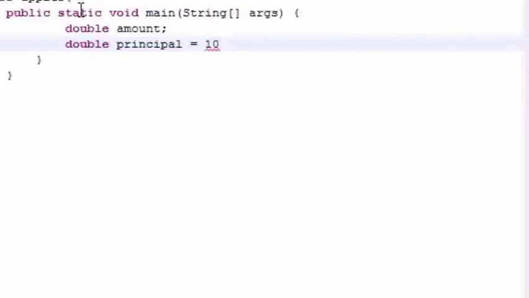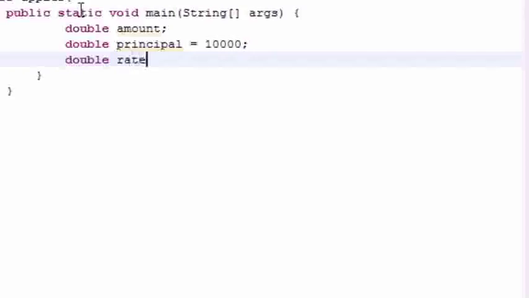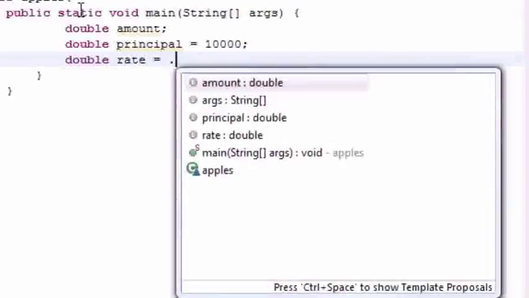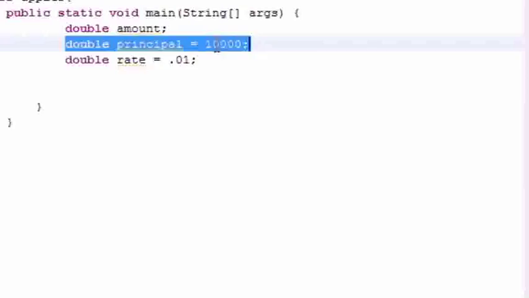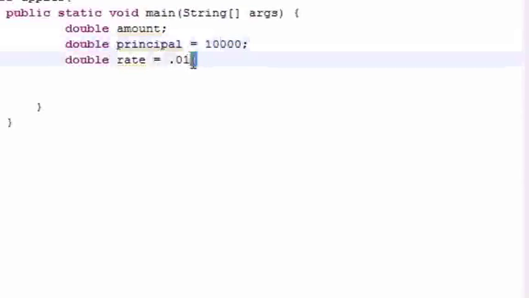So we have the amount and the principal, and the last thing we need is the rate. So double rate equals 0.01, since I'm gaining subscribers at 1% a day. Now that we have the amount which we're solving for, the principal, the value that I'm starting with, and the rate, 1% a day, we can go ahead and make a for loop to build this program.